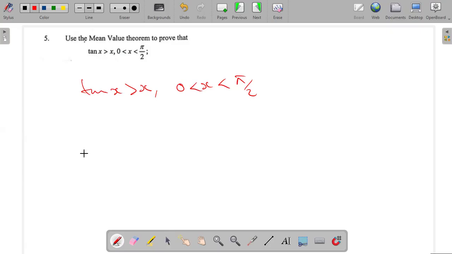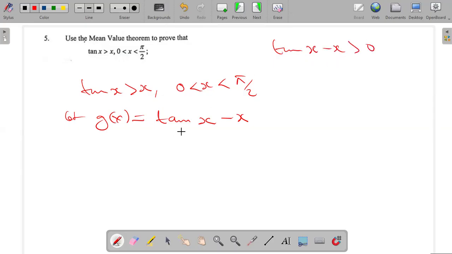So I use the mean value theorem again. So now I'll use g of x. I take this x, the other side becomes negative. So I want g of x to be equal to tan x minus x. They're telling us that tan x minus x is greater than 0. That's what I've just done here. So I let it be that, then look at the interval which I've been given, 0 and pi over 2.